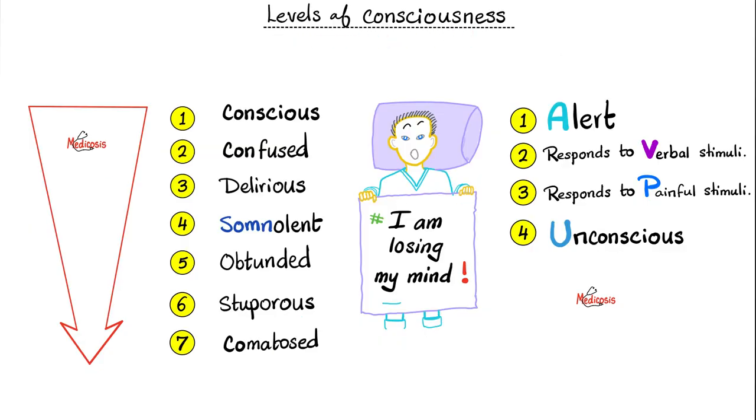The levels of consciousness were discussed before. Remember, you start conscious and then you deteriorate downwards like this. Confused, delirious, somnolent, obtunded, stuporous, and comatose. We need to get the phrase #obtunded trending.